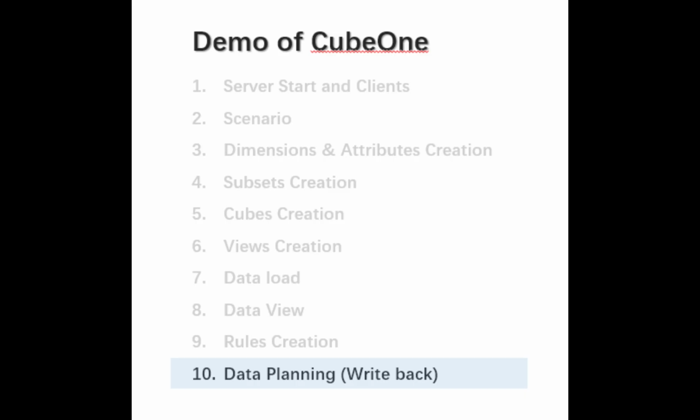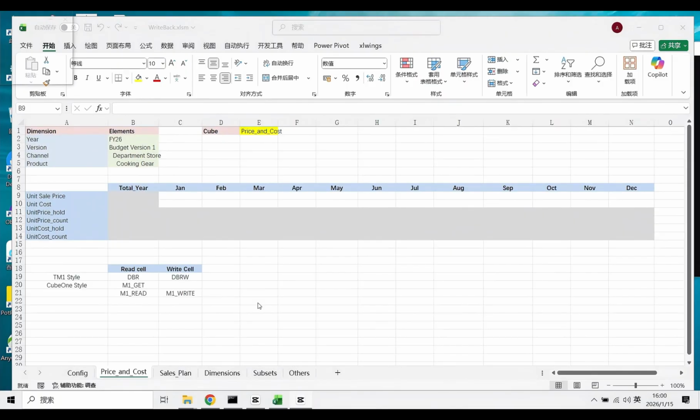All right, up to now, we have walked through all the key components of Cube 1, including dimensions, subsets, cubes, views, and rules, and used them to make multidimensional analysis. Now we come to the final and most critical step in the planning process: writing data back to the system online. This is what truly differentiates Cube 1 from a traditional read-only OLAP analysis system.